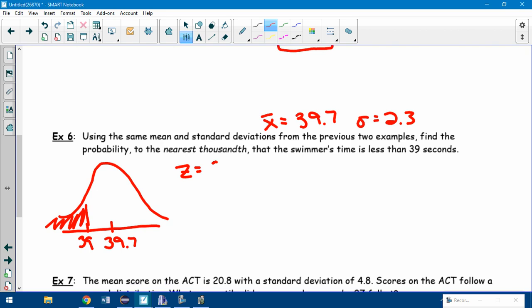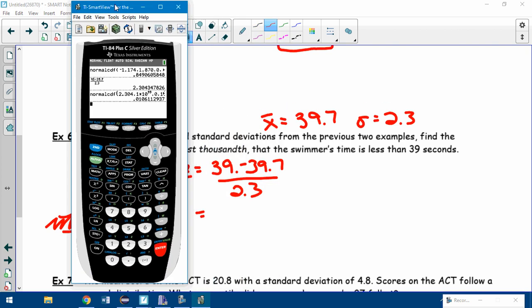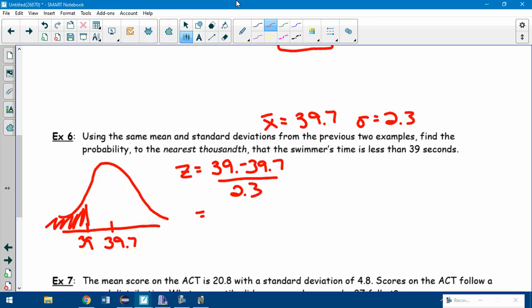But find your z-score. So 39 minus 39.7 all over 2.3. Oh, getting a little ahead of myself. 39 minus 39.7, divided by 2.3. Negative 0.304.